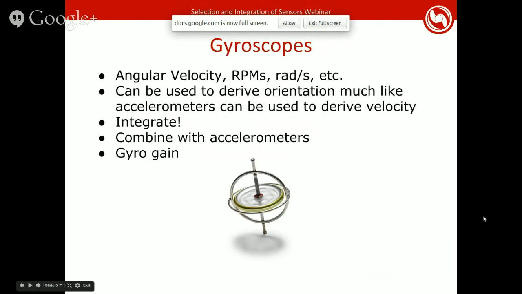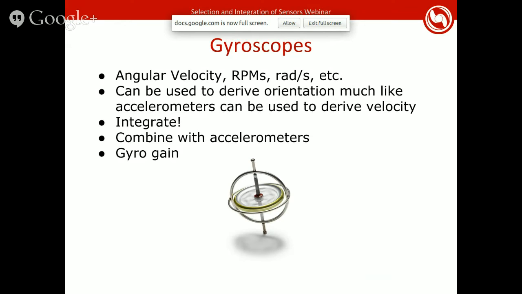Gyroscopes. So the second element in most units today is gyroscopes, and those measure angular velocity. You have RPMs, radians per second, whatever units you want to use. And you can think of it kind of as the spinning top in that picture. It stays up because there are forces that are counteracting gravity's torque to pull it down. And there are small electrical sensors that can be used to detect this force and determine how fast something is rotating. The interesting thing about that is it can also be used to derive orientation, much like accelerometers can be used to derive velocity. You simply integrate your velocity and you get your angle.